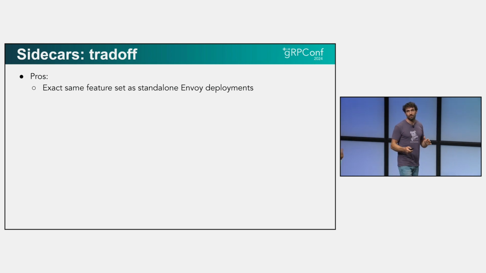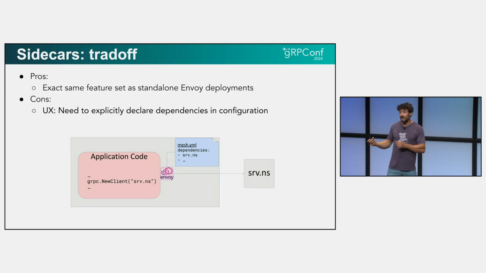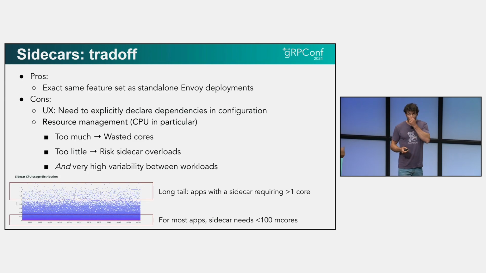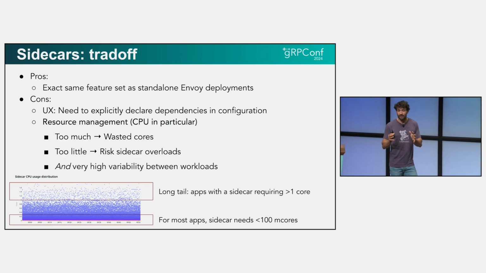But it also comes with some drawbacks. The first one is UX. Because of the way Envoy is dealing with xDS resources, you kind of have to declare the dependencies of your service externally. And for people migrating to our sidecar-based approach, that was a major pain to actually list those. The second problem is that you have to allocate resources properly for your sidecar.